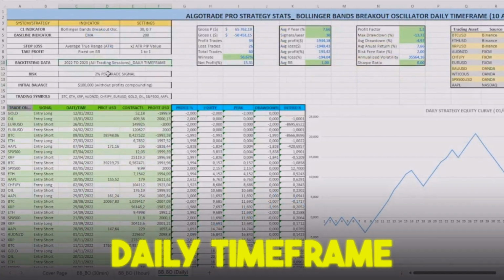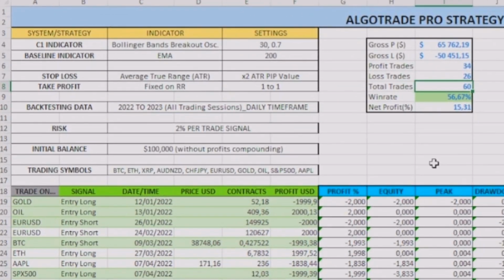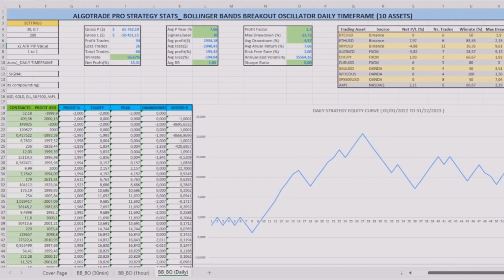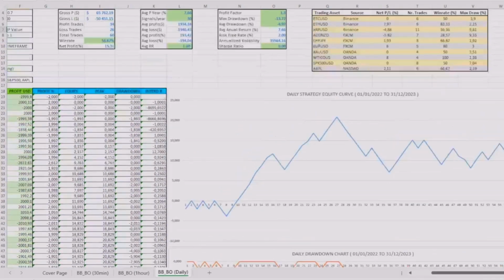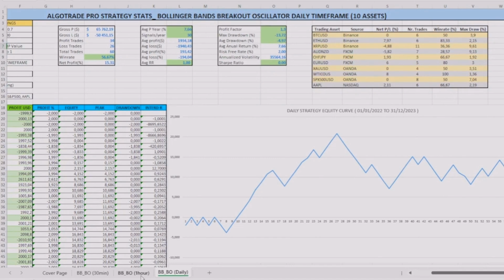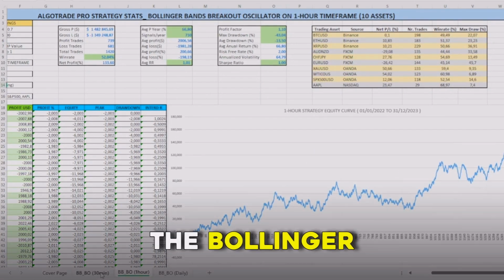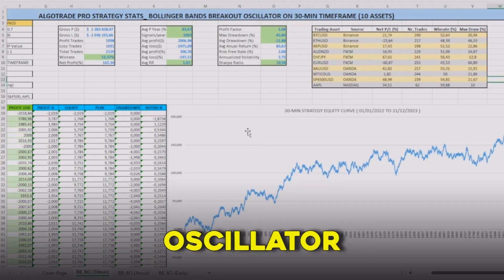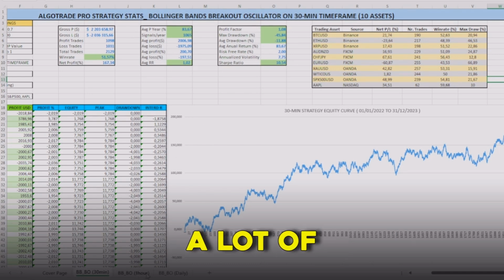And finally, on the daily time frame, after 60 trades, the indicator achieved a win rate of almost 57% and a net profit of 15%. Therefore, based on this comprehensive analysis across multiple timeframes and assets, we can confirm that the Bollinger Bands Breakout Oscillator is efficient and has a lot of potential.